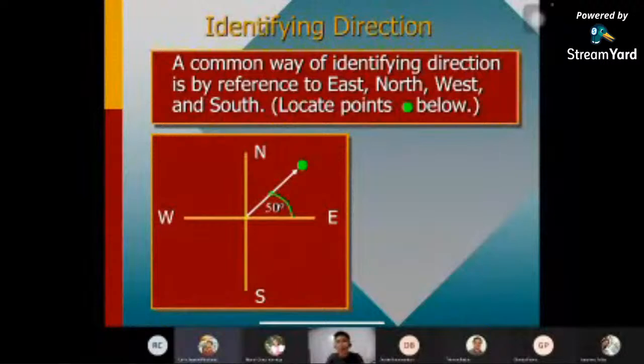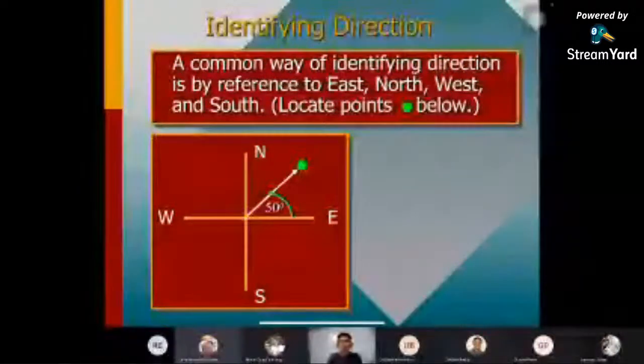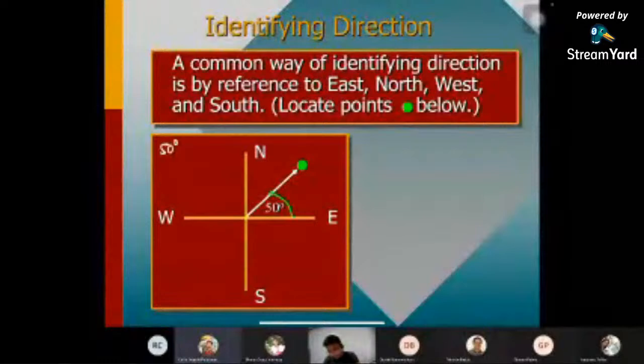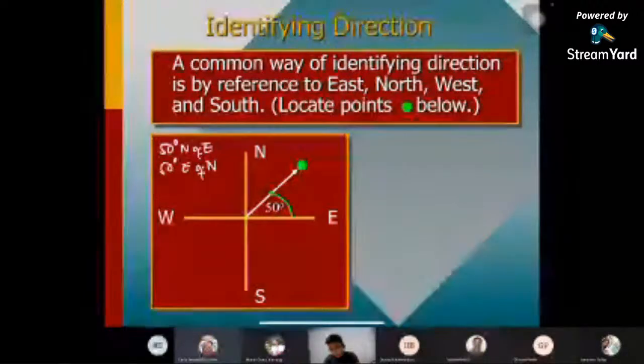Ano yung tamang basa dyan? Anyone? Is it A, 50 degrees north of east, or letter B, 50 degrees east of north? Volunteer? Plus points. Dalawa lang yung options natin. Sulat na lang Mr. dito. Is it 50 degrees north of east or 50 degrees east of north? Ano ang ating correct answer for that? Is it A or B?